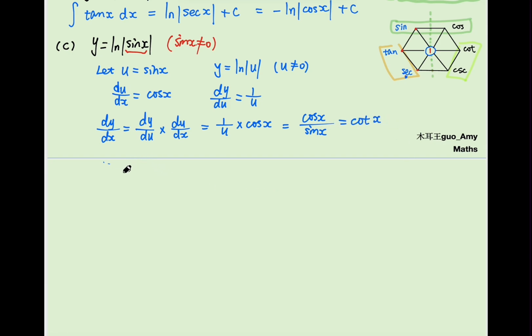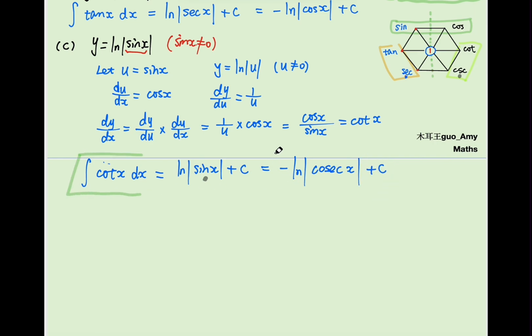Based on this result, we will get another formula. If we integrate cot x, then the result will be ln absolute of sine x plus c. Similarly, the reciprocal of sine x is cosec x. Therefore, we will get the result in another form, negative ln absolute of cosec x plus c. Similarly, this form is more commonly used in our course.